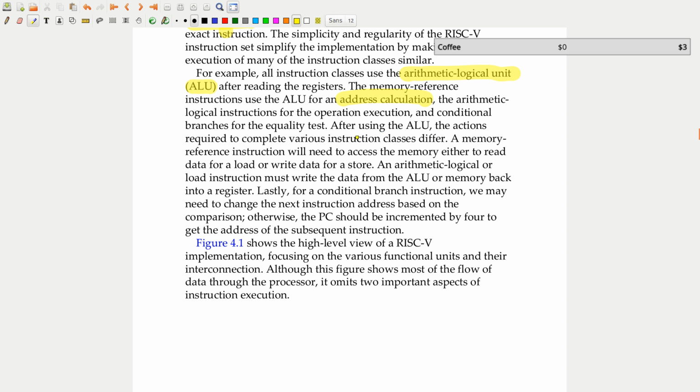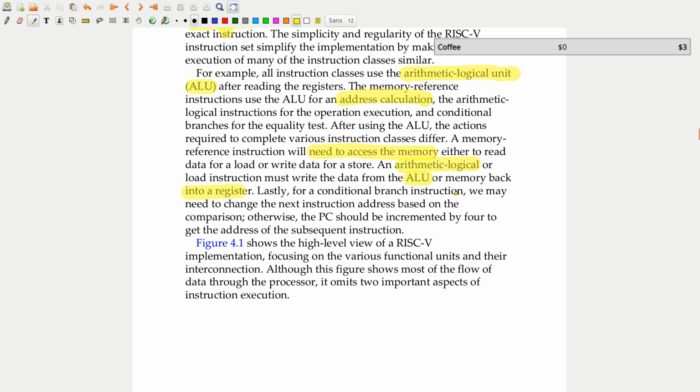So after using the ALU, the actions required to complete various instruction classes differ. One of the big differences is that for a memory reference instruction, we need to access memory, either reading or writing to memory. But for an arithmetic instruction, there's no point in going to memory. Typically, we just need the data coming out of the ALU, the result of, say, an add, and we need to write it back into a register. I don't think the RISC-V instruction set supports writing directly to memory. I'm pretty sure that's the case.